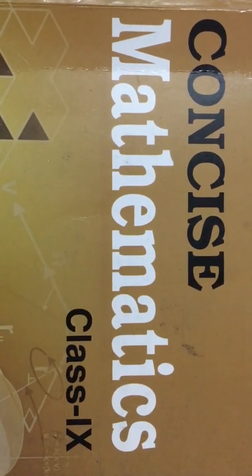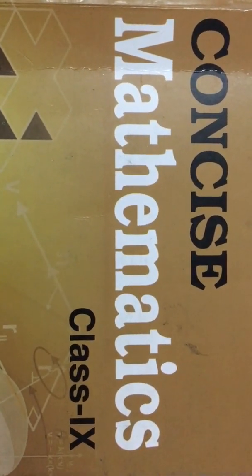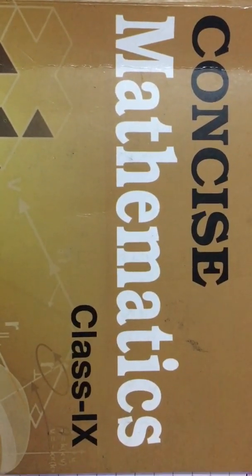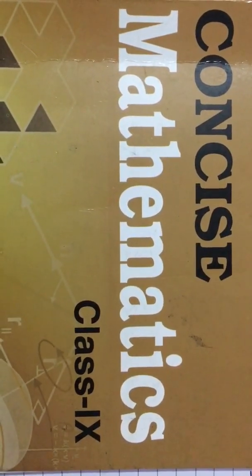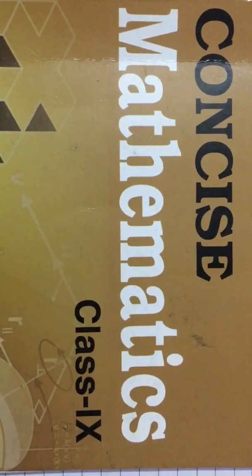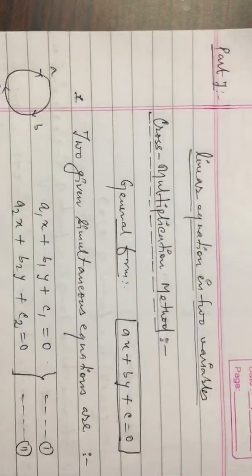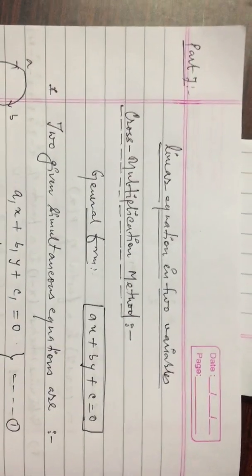In this chapter, the two different methods I've already explained, and the problems based on those methods are also discussed. The first method is elimination by equating the coefficient of x or y. The second one is substitution by eliminating x or y. Now today we'll see the third method, that is the cross multiplication method.